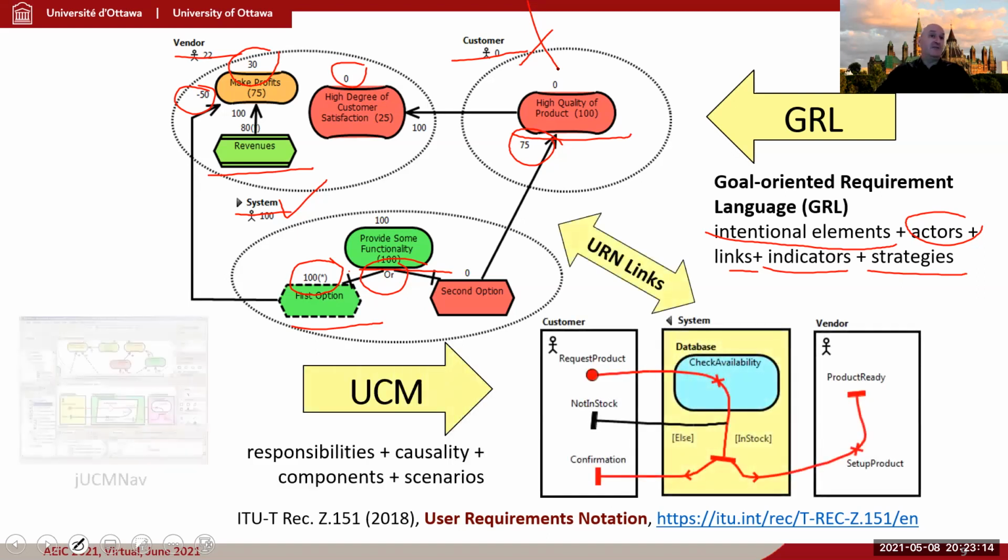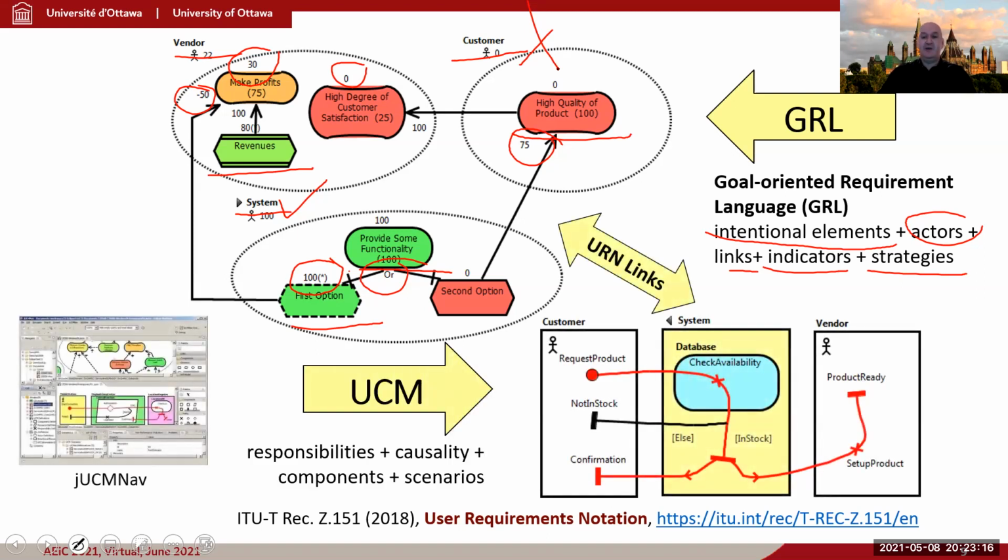So I could have multiple strategies and do some sort of trade-off analysis. We also have the use case map notation. It's a typical process language that allows me to define essentially the sequencing of activities that we call responsibilities in use case maps.